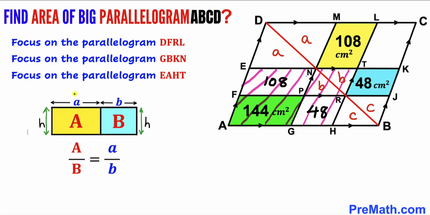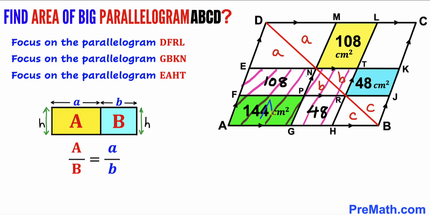with their respective side lengths lowercase a and lowercase b. Then we can write the ratio of their areas is going to be equal to the ratio of their side lengths. In other words, A divided by B is going to be equal to lowercase a divided by lowercase b. So we are going to use this concept on this parallelogram.